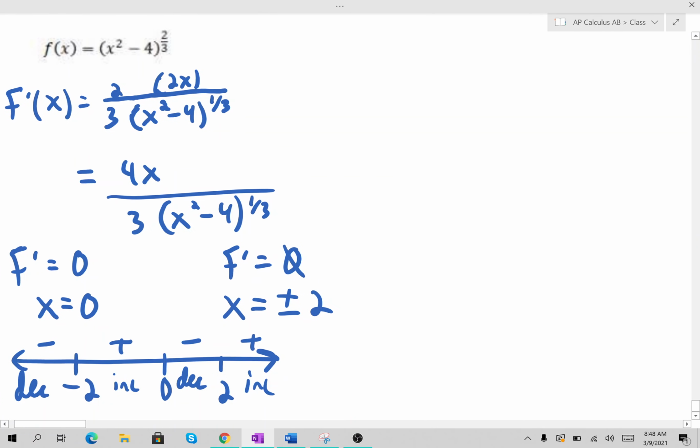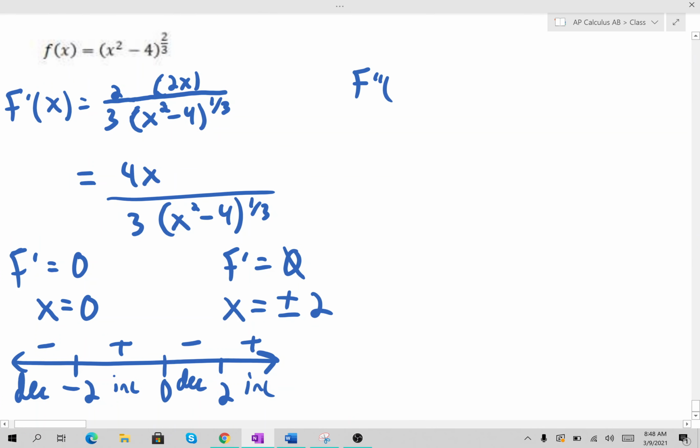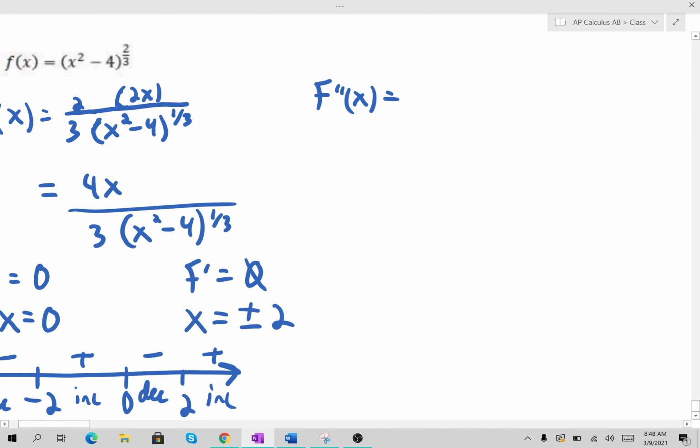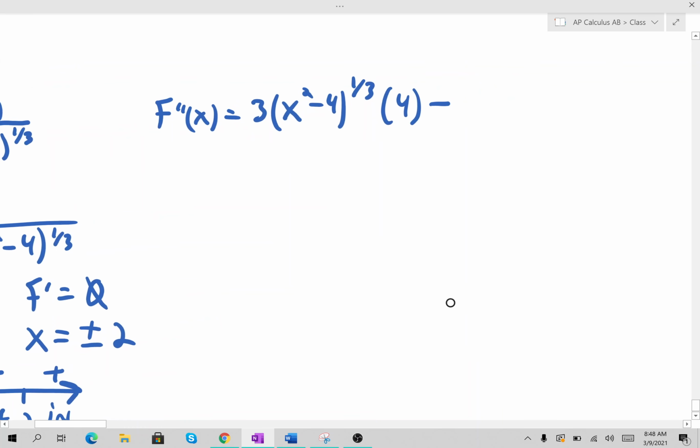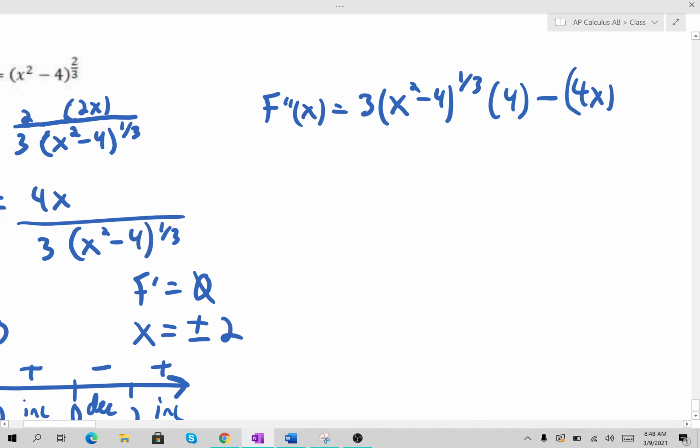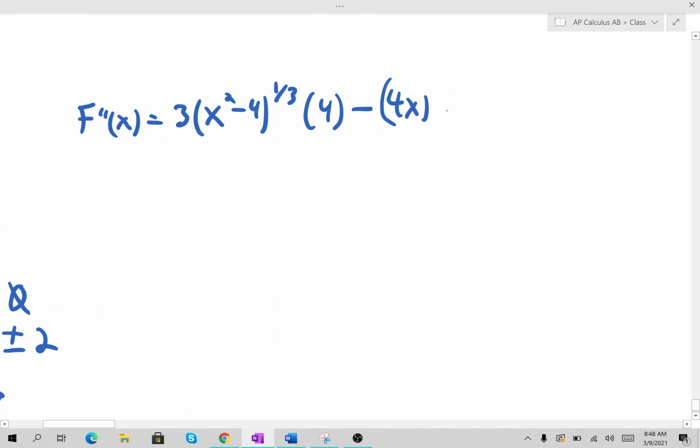Okay. Then we need our second derivative. So f double prime of x is low, 3 times x squared minus 4 to the 1/3, times d high, that's just 4, minus high, 4x, times derive low. But when you multiply 1/3, so you're doing the power rule on the bottom here, you get 1/3 times 3, that's a 1. Then you get that to the negative 2/3. So that puts this on the bottom right here, to the negative 2/3. And then you get times the derivative of the inside, which is 2x.